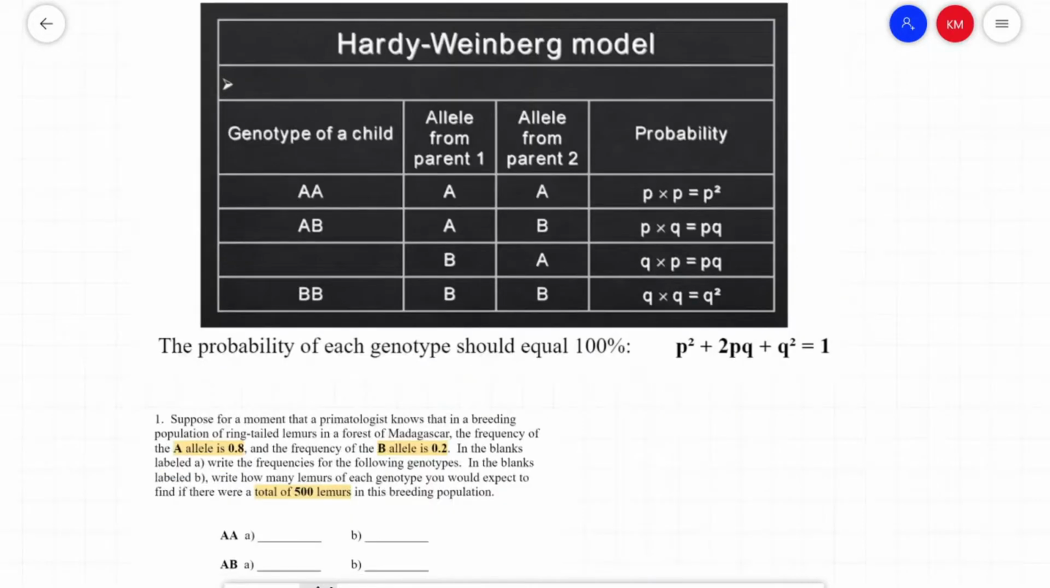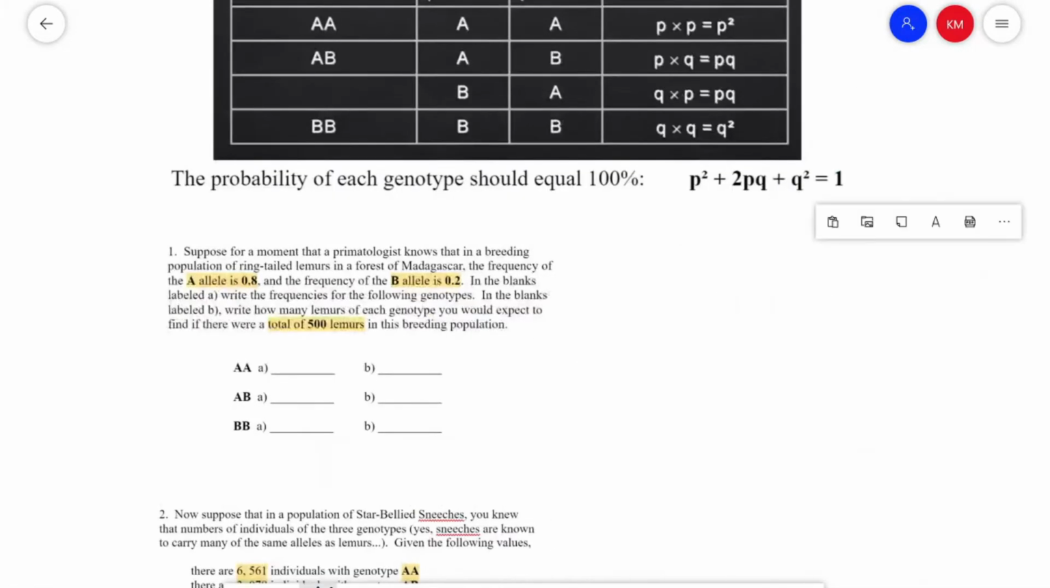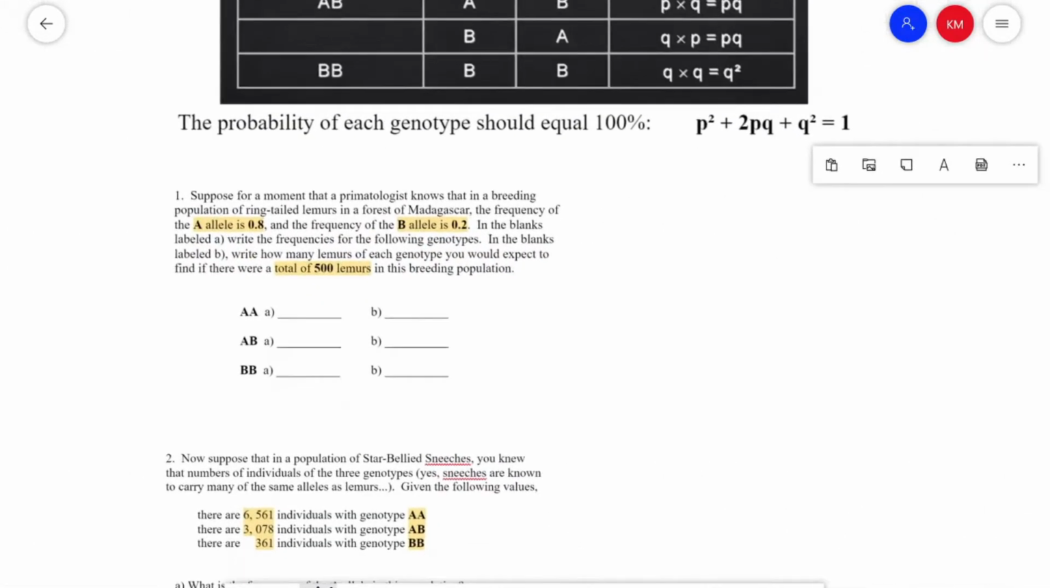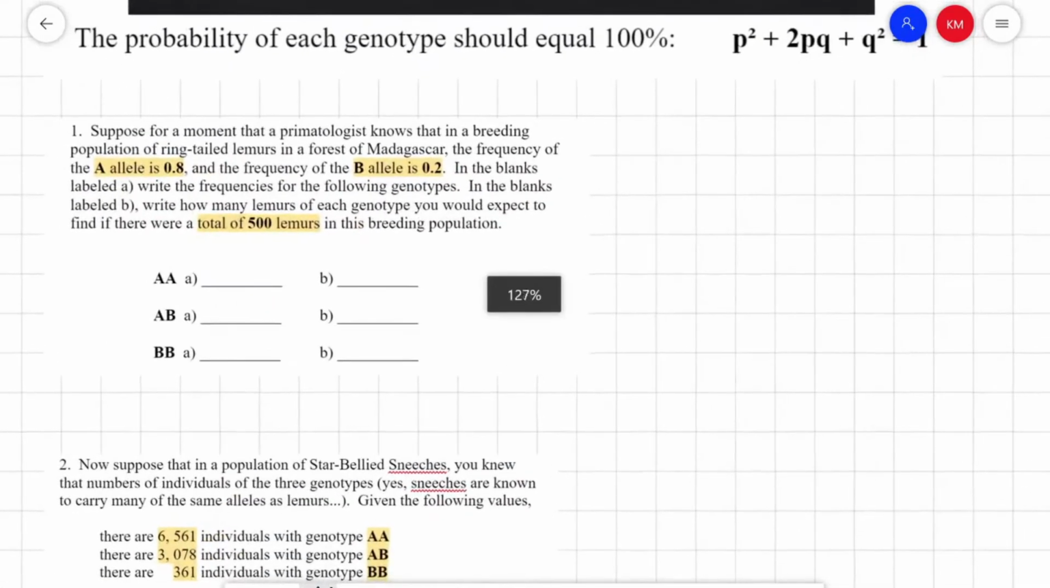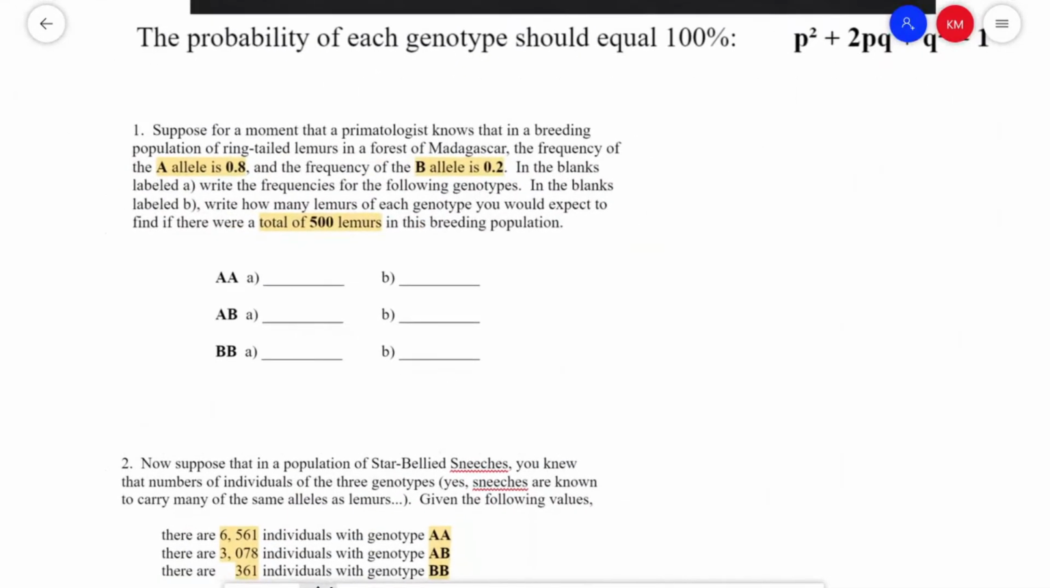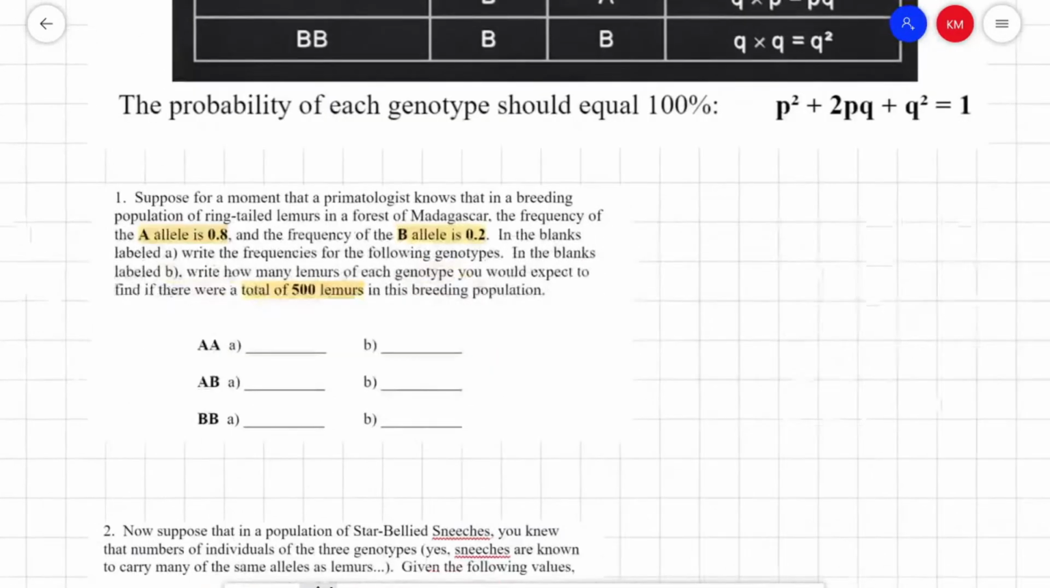And we'll do a couple of checks, which I always suggest people do just to make sure you're doing the math right. So let's just look at problem 1 here. It says, suppose for a moment that a primatologist knows that in a breeding population of ring-tailed lemurs in a forest of Madagascar, the frequency of the A allele is 0.8 and the frequency of the B allele is 0.2. So you can see I've highlighted those points. A allele is 0.8, B allele is 0.2. These are the numbers we're going to be using, plugging into these equations.